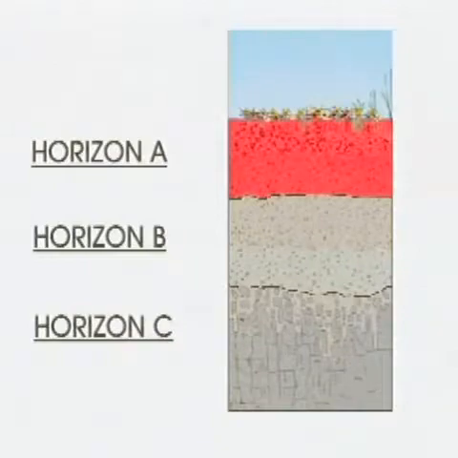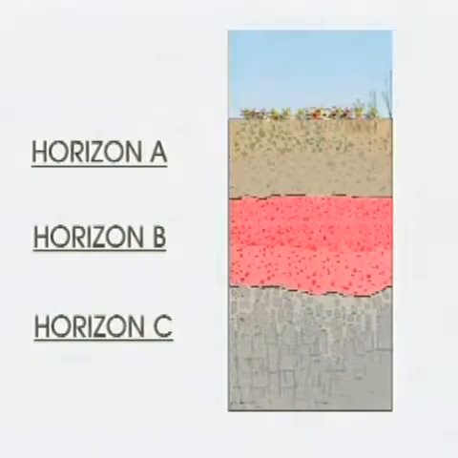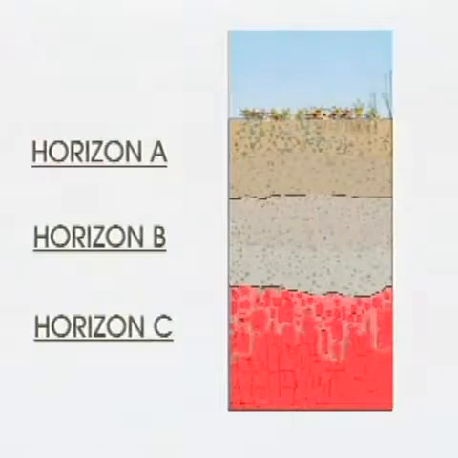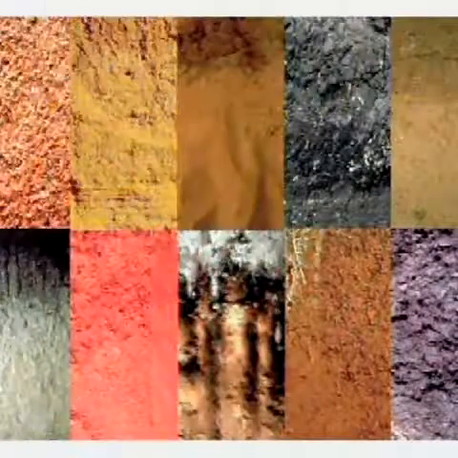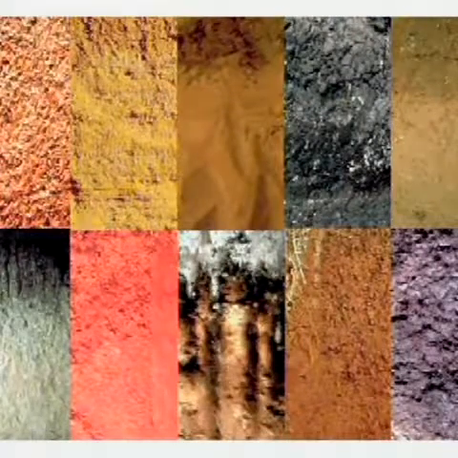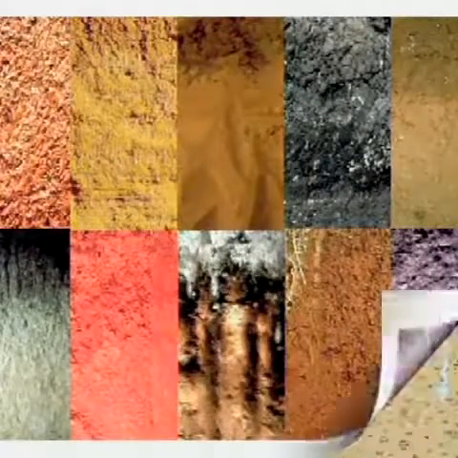Horizon A is the topsoil, which contains humus and decaying material. Horizon B is the second level, where materials leached from Horizon A can accumulate. Horizon C is the bedrock or parent material of the soil. Color and texture of soils also help to distinguish one type of soil from another.